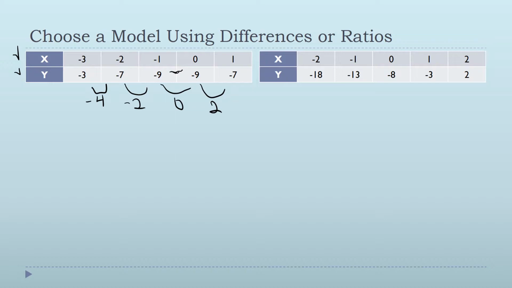So I want to then look to see, can I find a common difference from the first set of differences? Let's see, the difference between -4 and -2, well, that's 2. And the difference between -2 and 0 is 2. And the difference between 0 and 2 is 2. And so I've got a common difference in my second differences. And so this is telling me that this is a quadratic function.